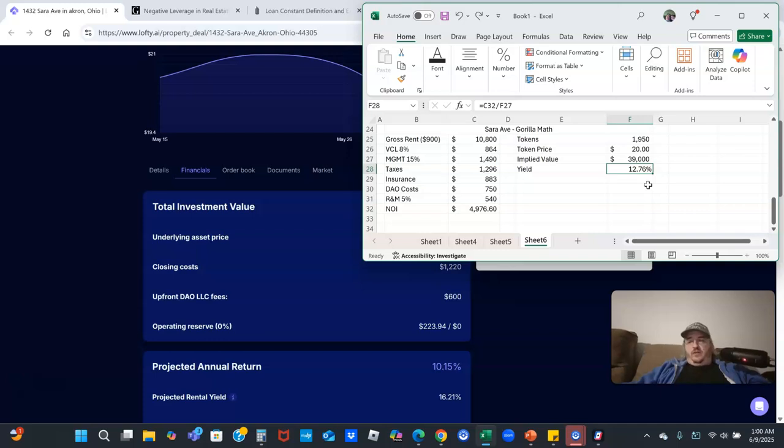Right now, I'm ignoring the idea of the operating reserve, but we'll talk about that in a second. But so paying out that yield, you're better off buying $20 tokens in this property that are paying us this 12.76% yield than you are holding the token and having that debt paid within the structure. And that's because it's accretive debt and it's positive leverage.